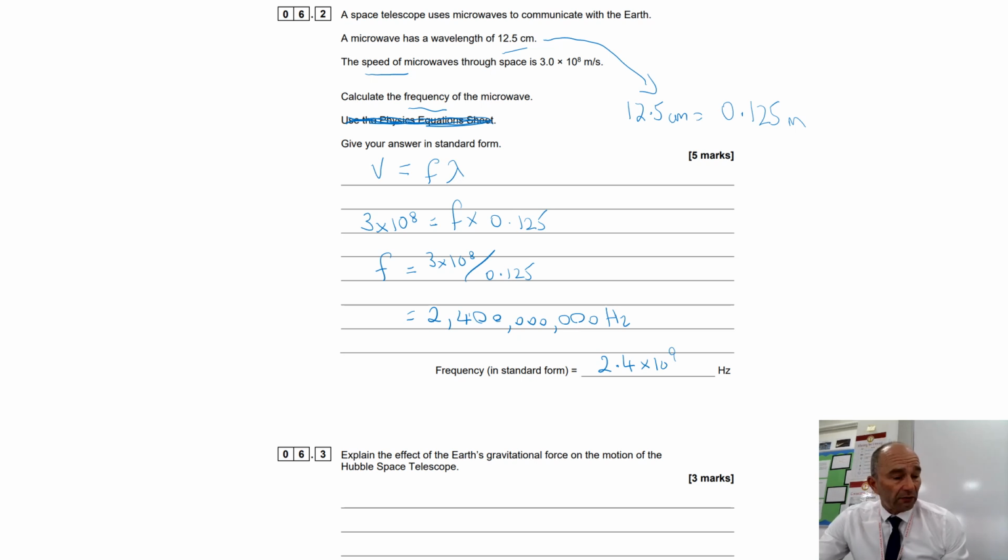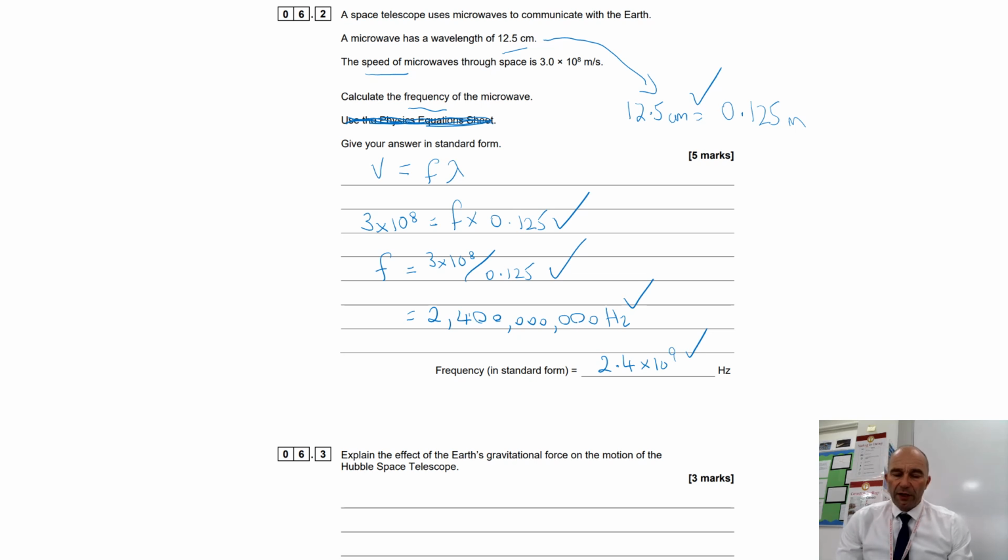5 marks for that. That is just super generous. So just as a reminder, 1 mark for the conversion, 2nd mark for substituting the numbers in, 3rd mark for making frequency subject of that formula, 4th mark for getting your number, 5th mark for converting into standard form. That just seems very, very generous.